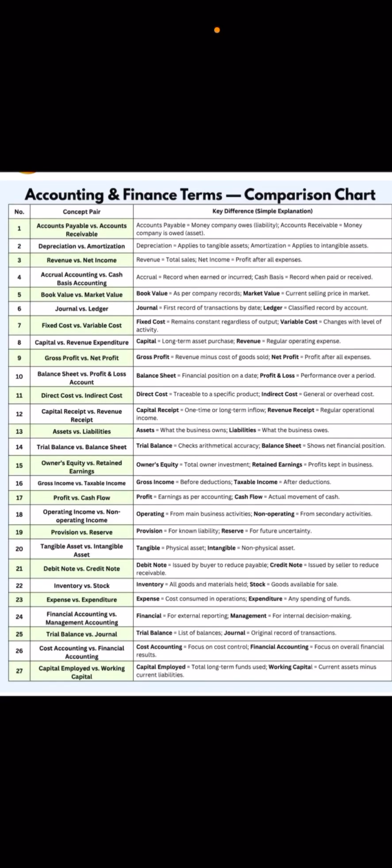This topic focuses on comparing opposite accounting concepts. For instance, accounts payable versus accounts receivable, and depreciation versus amortization. Each pair represents opposites or contrasting ideas, which are clearly explained in this video. The first concept: accounts payable versus accounts receivable.